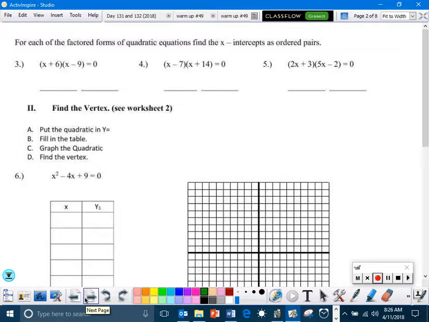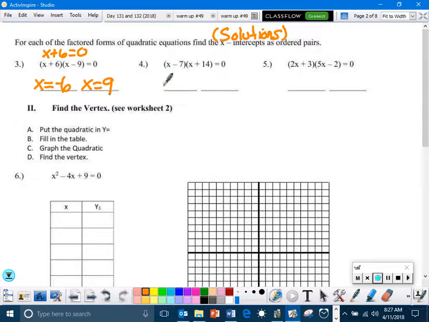Now, for 3 and 4, for each of the factored forms of the quadratic equation, find the x-intercepts as ordered pairs. All right, so remember, these are the factored forms. So the x-intercepts, also known as the solutions, are as follows. Okay, so this one would be x equals, now remember, x plus 6 equals 0. What's going to make that equal 0? That would be a negative 6. So remember, they're opposites. So this x-intercept is negative 6. This one would be positive 9.